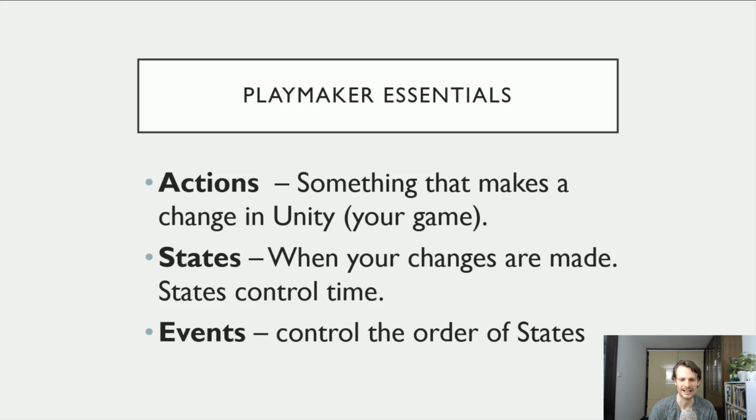Now, events are tightly linked in with states, and what events do is control the order of states. Do we go from state A to B to C, or do we go from A to C to B? Because we can do that with Playmaker. We don't have to go in a linear fashion. It's not a timeline where things can't be changed. In fact, we want varying states to happen in varying orders in order for us to have a dynamic game. Otherwise, we were pretty much just sitting in front of a movie. So that's why we need events.